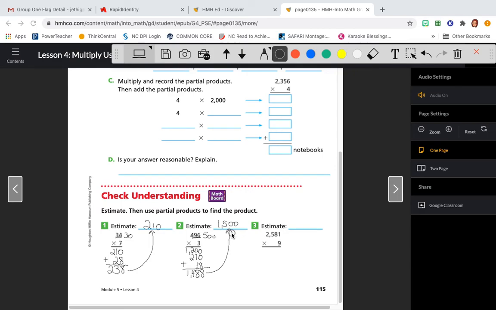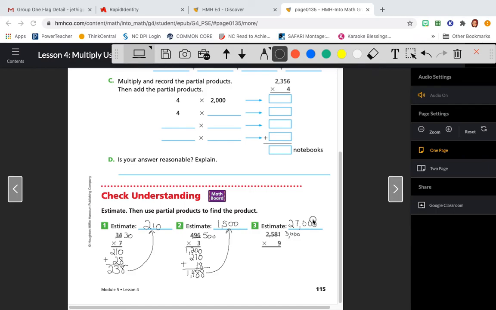And again, to check your answer, if it's close to your estimate, then we can say your answer is reasonable. All right, so let's look at number 3. This time we want to estimate. So we're going to look at our larger factor and say that we can say that's close to 3,000. So then 3 times 9 is 27, and we add 3 zeros, so that's our estimate.